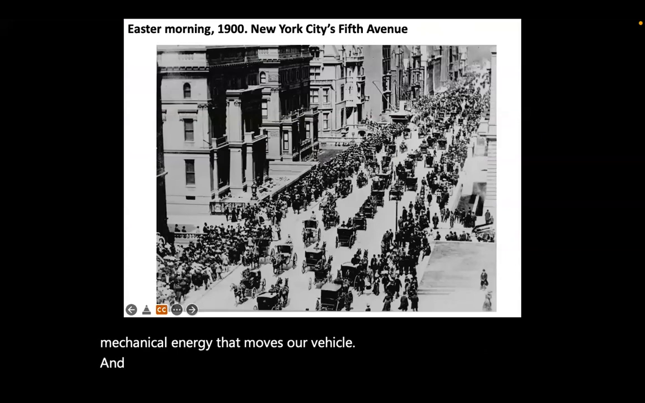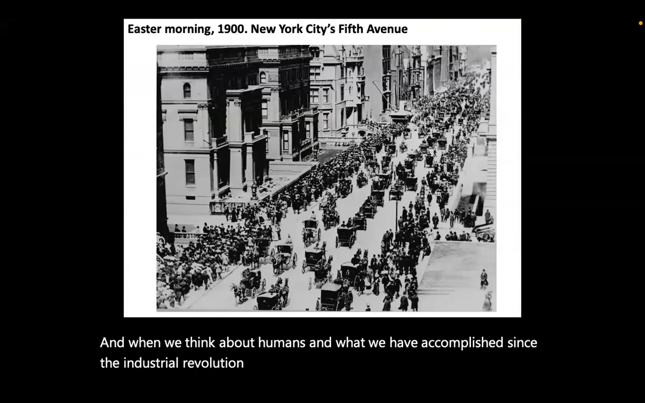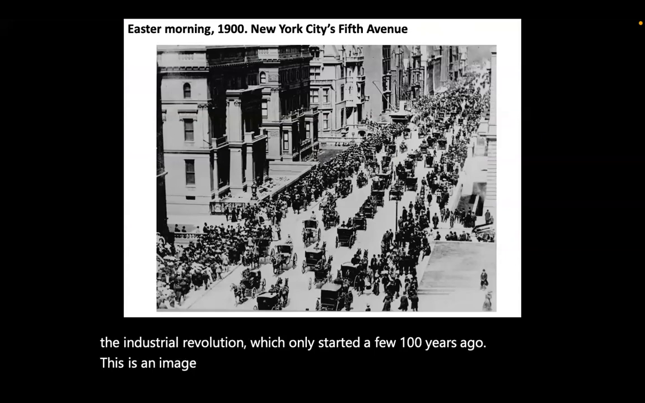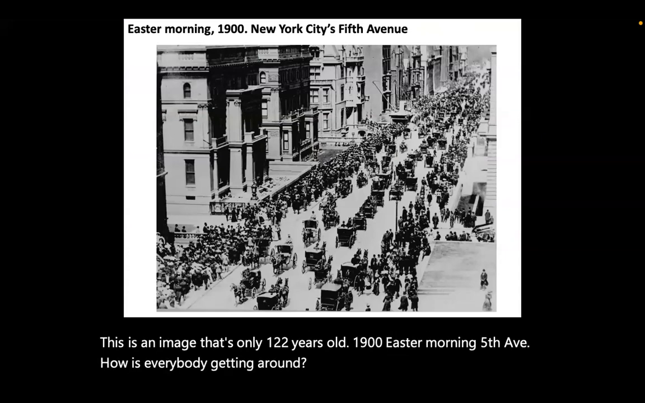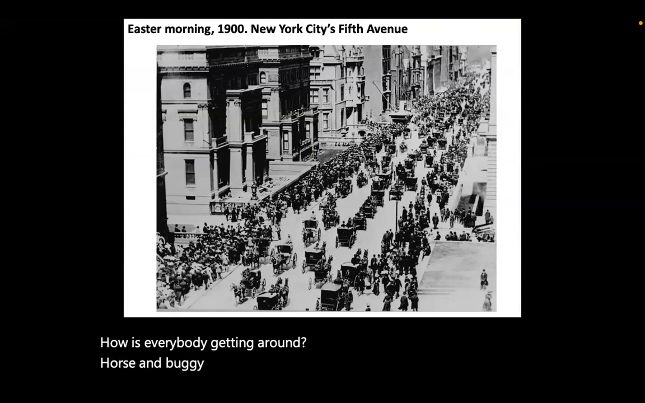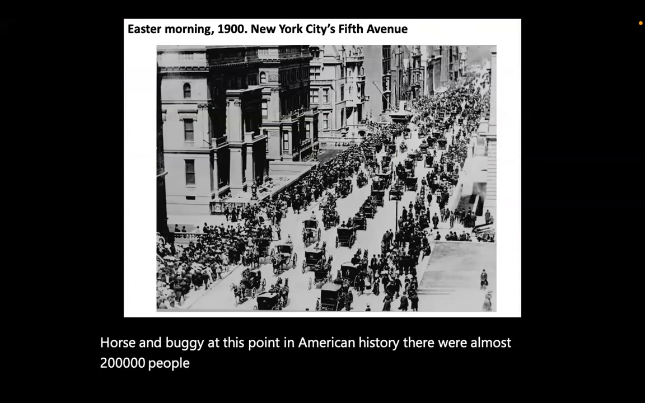And when we think about humans and what we have accomplished since the Industrial Revolution, which only started a few hundred years ago, this is an image that's only 122 years old. 1900, Easter morning, Fifth Avenue. How is everybody getting around? Horse and buggy. At this point in American history, there were almost 200,000 people employed making buggies and harnesses.